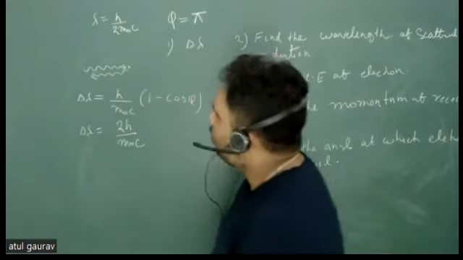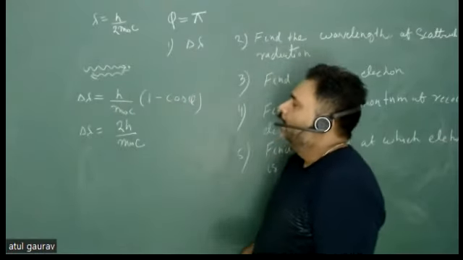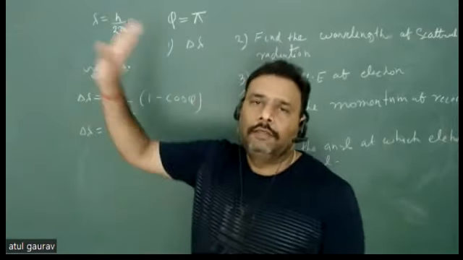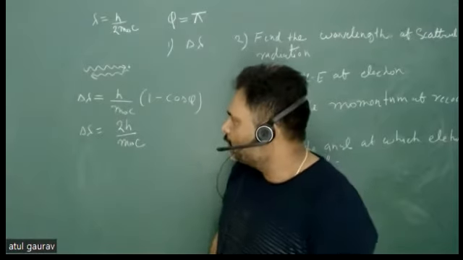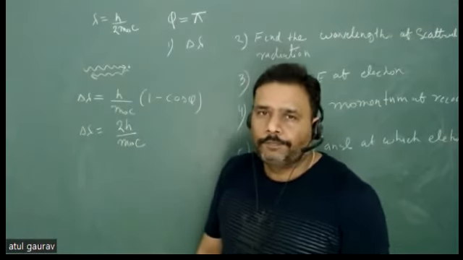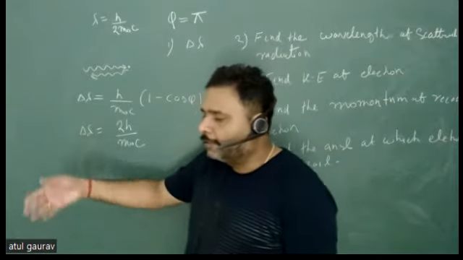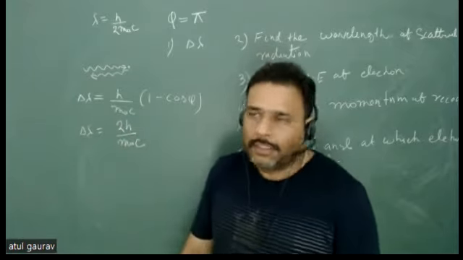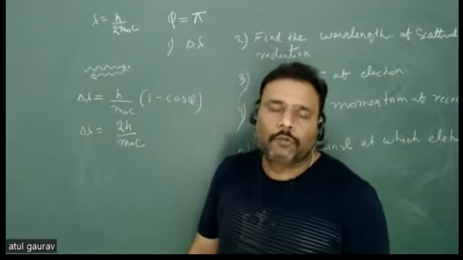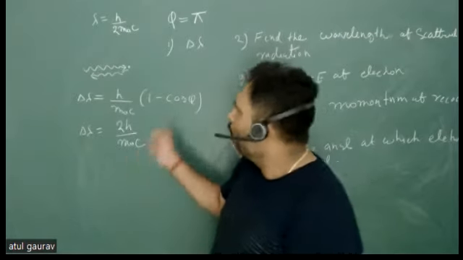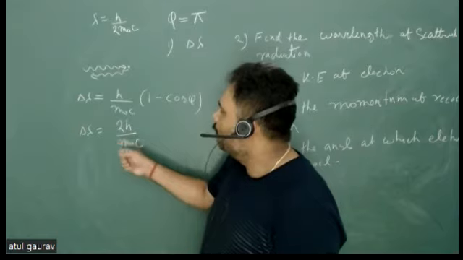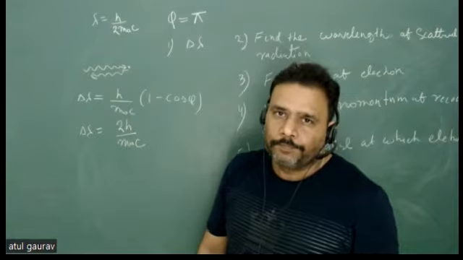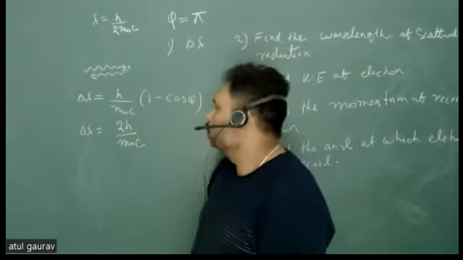Here I can discuss one particular point: delta lambda is independent of the wavelength of the incoming radiation. Are you convinced? Delta lambda does not depend on which wavelength the incoming radiation has. It depends only on the scattering angle and the mass of the particle at which this is going to scatter.